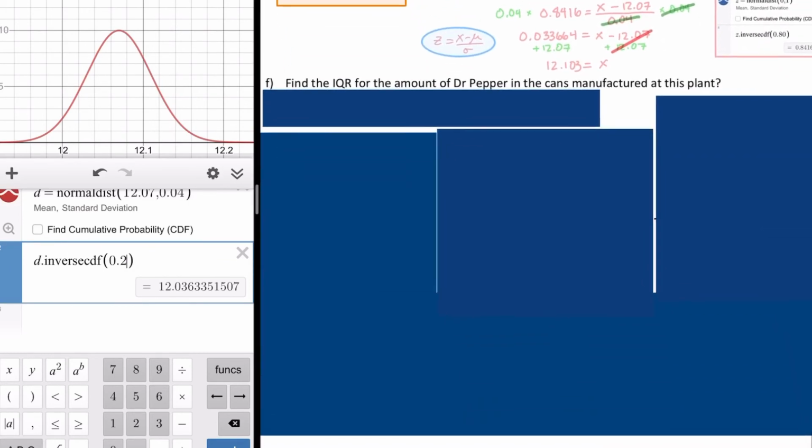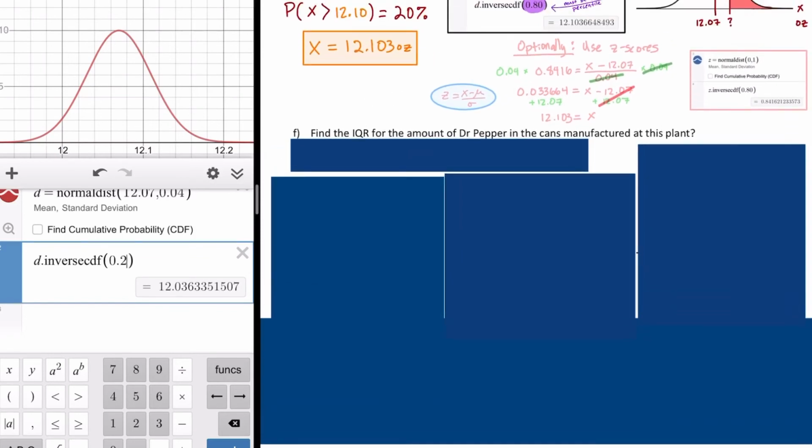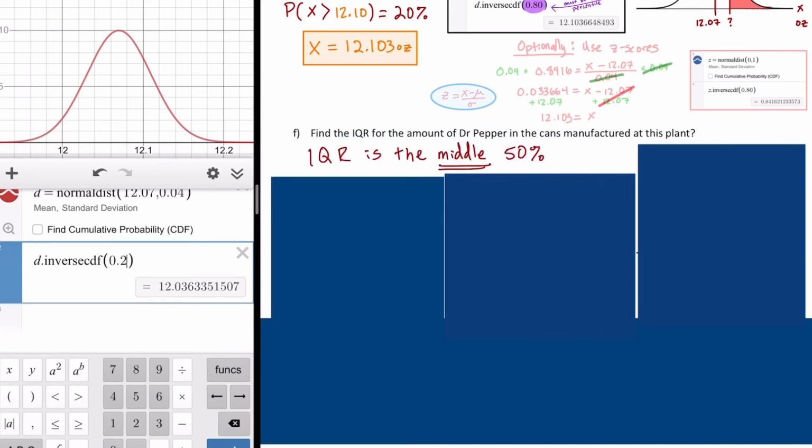All right, lastly, let's find the IQR for the amount of Dr. Pepper in the cans manufactured at this plant. So remember, IQR is the middle 50%. In our last video, we talked about doing the middle percent dance, about finding a middle percent. This middle percent is special because it is the IQR. So that means the endpoints that we're going to be finding are not just any old regular endpoints. They are Q1 and Q3, the first and third quartiles.